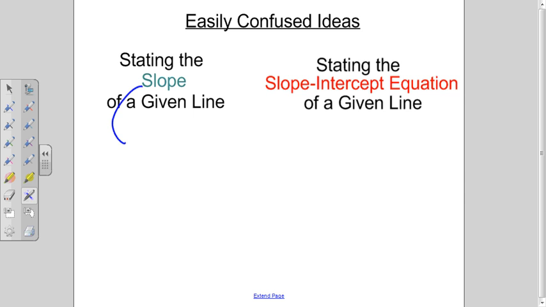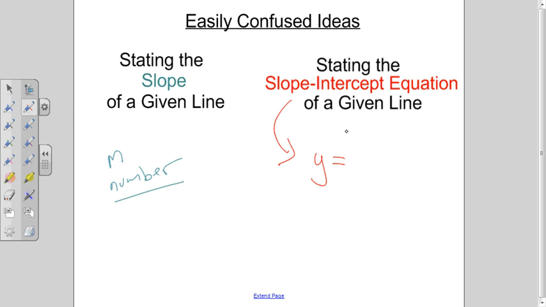Slope, a couple things about that. It's just m. It's just the rise over the run. It's just a number. Okay? So you have to realize that your final answer has to just be a number. And your slope-intercept equation is something that has slope in it, but it's not just a slope because it is an equation. Therefore, it needs the equal sign. And it's y equals mx plus b.